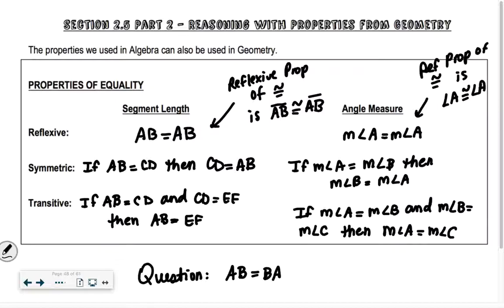But remember, we can write segments in different orders, right? We can say AB is the same as BA. So that would be the reflexive property. So you know what I often write on the proofs when I'm like, ooh, should I put reflexive property? I don't know what to put here. I'll often just write same segment, so I don't have to think reflexive versus symmetric. So I'll do that sometimes too for you guys.